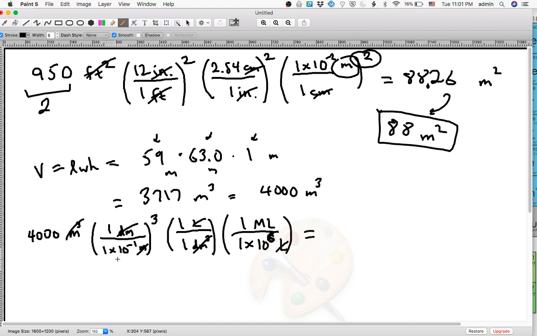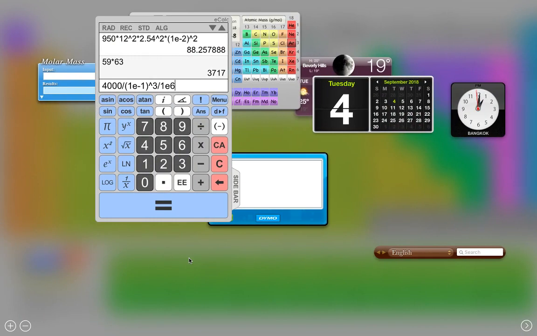Divide 1E negative 1. Divide 1E 6. You press the divide sign as many times as you need to get all these numbers into the calculation, as long as they're not just 1. All right, I'm ignoring the ones. You don't have to ignore the ones, but you can if you like. So the answer here is 4.